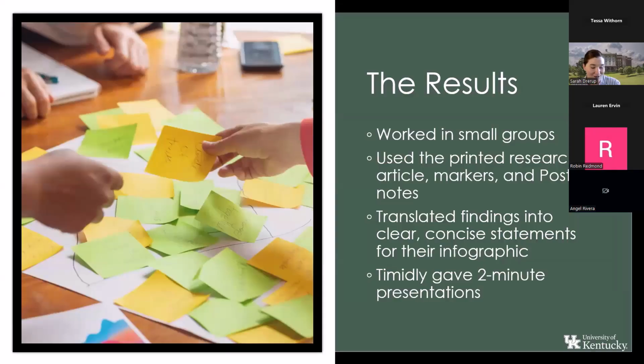The result was they worked really well together in small groups. I was so interested in the way that they used the markers and the post-it notes. Some students opted to have each step of the propagation method on a different sticky note. Some combined all of their sticky notes. They were given 6 sticky notes total. Some combined all of their sticky notes to draw one large graphic. But ultimately, they all were able to translate those findings into very clear, concise statements that they used either on their infographic or when they were explaining their infographic.